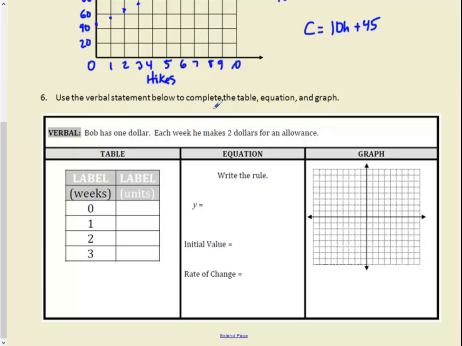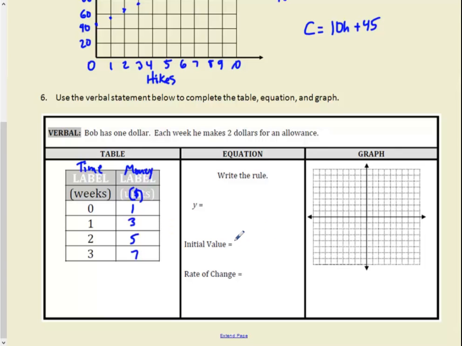Okay, use the verbal statement below to complete the table, equation, and graph. The verbal statement is that Bob has $1, and each week he makes $2 for an allowance, and he's going to be saving that money, and we want to keep track of how much money he has. So here we're looking at time in weeks, and we want to keep track of the amount of money that he has, in dollars. When he starts, he has $1, and notice the time starts at 0. That's very common when we start with time. And then we're going to add $2 each week. So he goes 3, 5, 7.